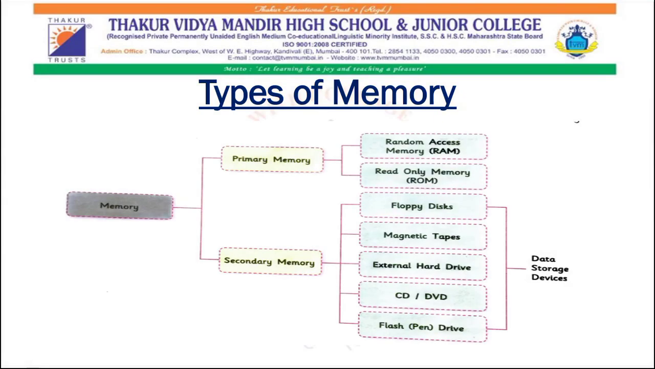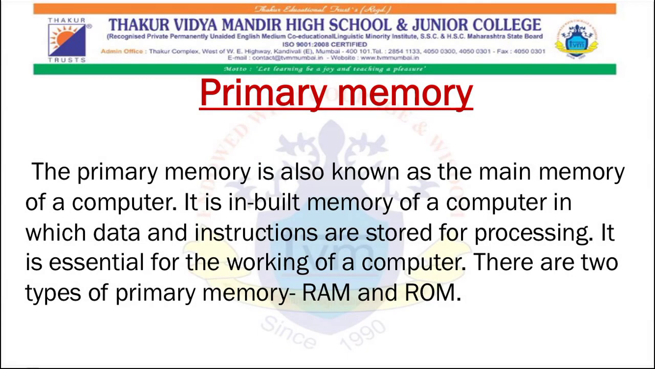Now children, next topic is types of memory. As I told you, computer's memory is two types of memory. First one is primary and second one is secondary memory. Today we are going to learn primary memory. So the primary memory is also known as the main memory of a computer. It is inbuilt memory of a computer in which data and instruction are stored for processing. Yes, the primary memory is made up of integrated circuits and is faster compared to the secondary memory.